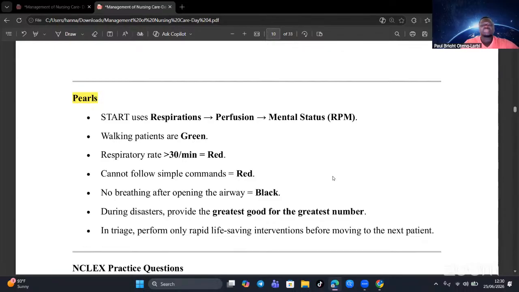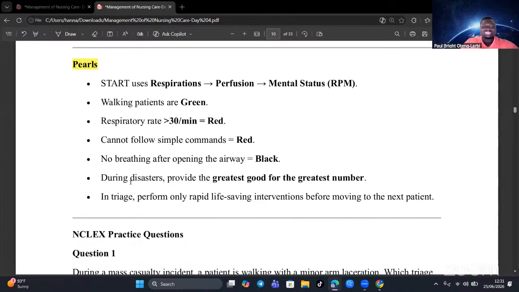So these are the START pills for triaging: walking patient, respiration, cannot follow commands, red. So unstable, red. During disaster, provide the greatest good for the greatest number. And in triage, perform only rapid life-saving interventions before moving to the next patient.